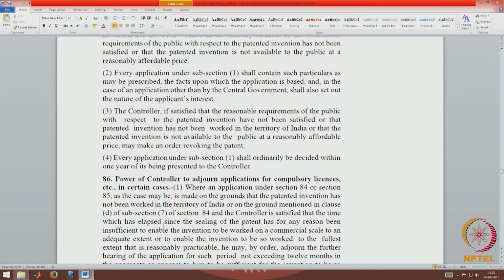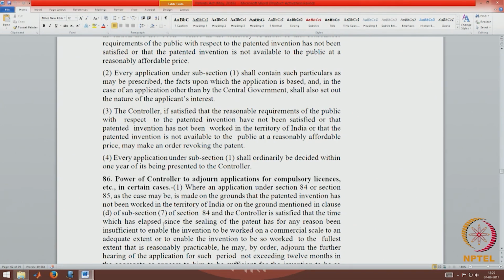Now, these are requirements for making any application by a person interested, and we had seen this even in the case of post grant opposition. You have to describe, there has to be a statement of facts, you have to show your interest. 3. The controller, if satisfied that the reasonable requirements of the public with respect to the patented invention have not been satisfied, or the patented invention has not been worked in the territory of India, or that the patented invention is not available to the public at a reasonable price, may make an order revoking the patent.